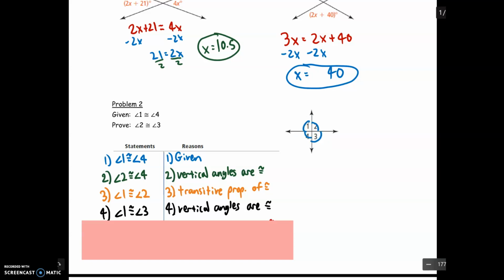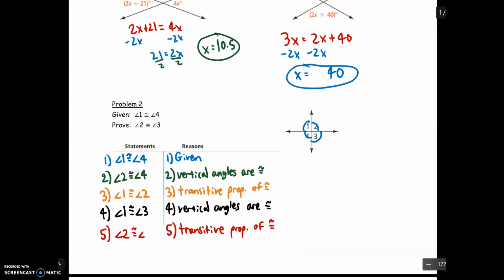And now if I look back at my last two statements, similar to what we've said before, it looks like angle 1 is congruent to the same two angles. So we could use that similar property, that transitive property. We know that angle 2 is going to be congruent to angle 3, which is, again, notice what I'm trying to prove: that those two angles are congruent.